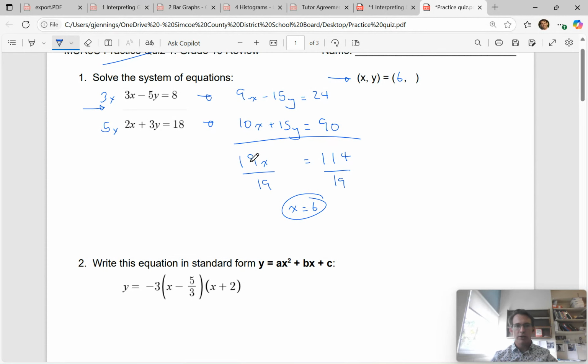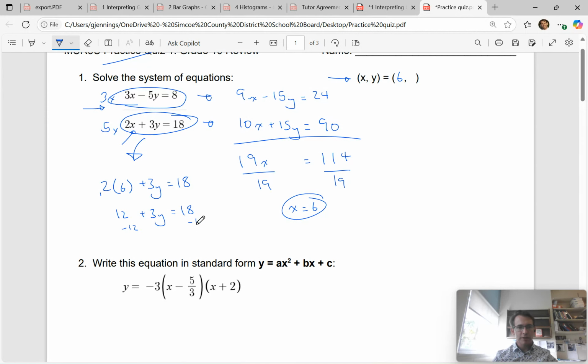We're looking for the point where they cross. So now let's take one of our equations. That one will do. This one would do fine as well. We could just substitute back in. It's going to be an easy way to do this. So 2 times 6. We know x is 6, so put it in. Plus 3y equals 18. So 12 plus 3y equals 18. Subtract 12 from both sides, gives us 3y equals 6. And then we divide both sides by 3. So y equals 2.